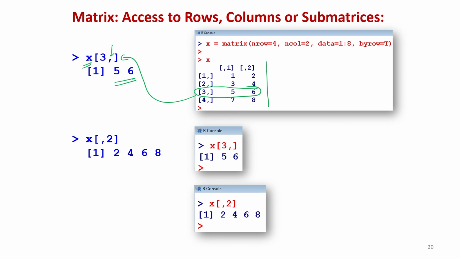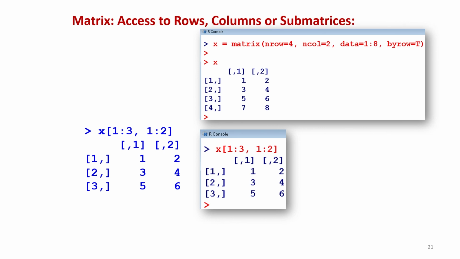And similarly, if you want to know the information on the second column, you have to give X, and then inside the bracket you write the same thing, a blank space, then comma 2. So this will give you the information of the second column, which is here 2, 4, 6, 8, right? So now let me try to show you these things on the R console, but before that I can also show you how you can extract the information on submatrices.